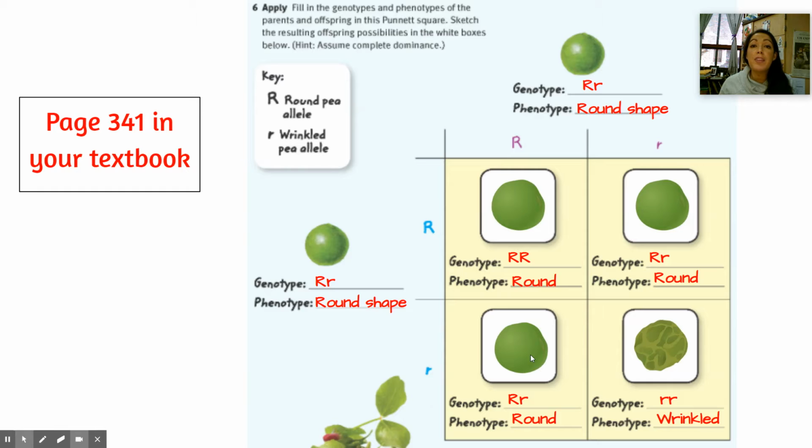So I have a 75% chance of my offspring being round and a 25% chance of my offspring ending up wrinkled if I cross two heterozygous parents in this Punnett square.